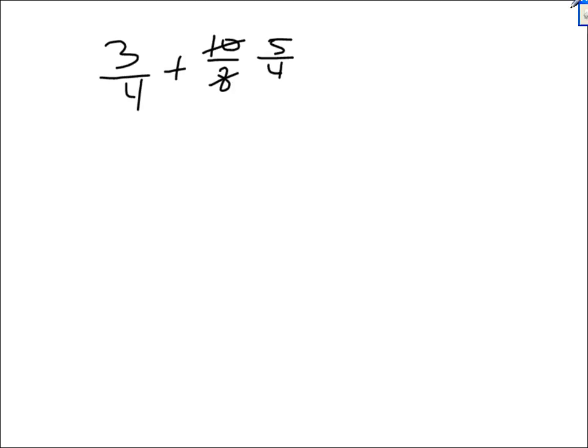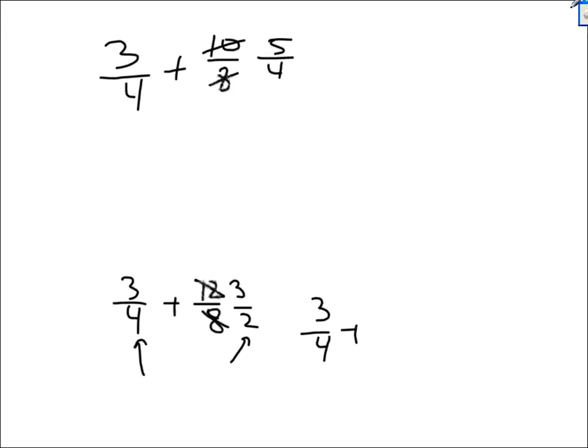For the record, if you were able to divide by 4, if you had 3 over 4 plus 12 over 8, I wouldn't divide the top and the bottom by 4, because then I would get 3 over 2, and my denominators are different. What I would do instead is say, you know what? If I divide by 2, then the denominators will both be 4. And then you would get 3 plus 6, which is 9 over 4.